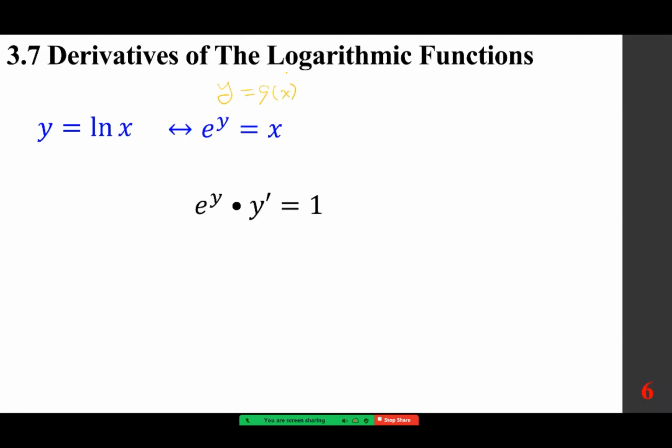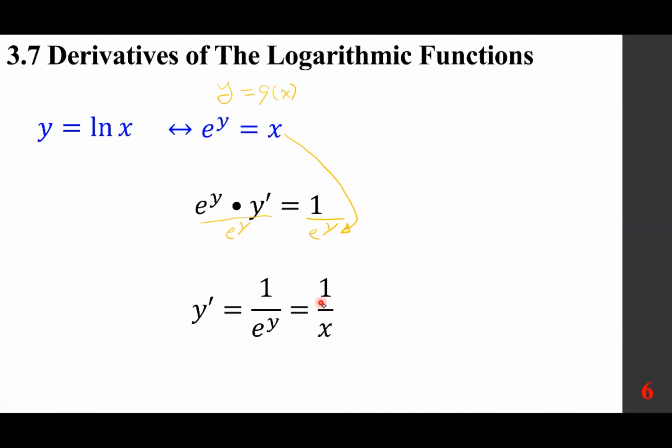So please understand, you can treat y as g of x. So e to the power of g of x is e to the power of g of x times g prime of x, or in this case, y prime. We are going to divide both sides by e to the power of y. And we are going to replace that with x. The answer is 1 over x. So we proved for y equals ln x, the derivative is 1 over x. What does it mean? Flip it over. Write its reciprocal. That's all you have to do.